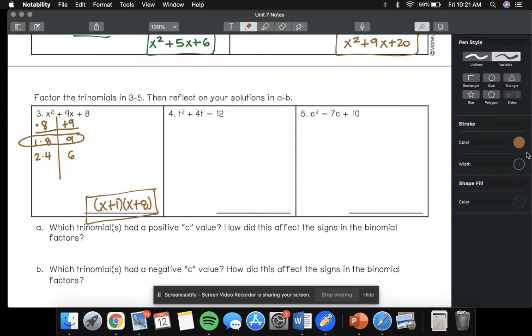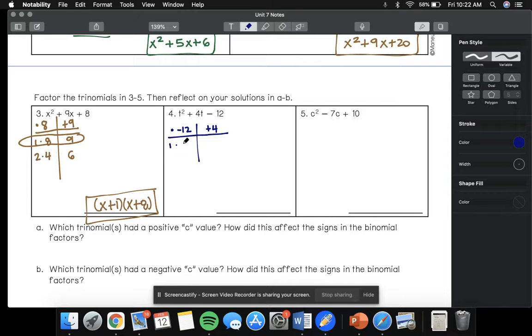All right, now we're going to do the same process, but now we're going to put some subtraction in the problems. So still the same concept. Our goal for t squared plus 4t minus 12 is it has to multiply to the last term, so it has to multiply to negative 12, but it has to add to the middle term of 4. So I'm going to write some factors of 12 and not even worry about the negative right now.